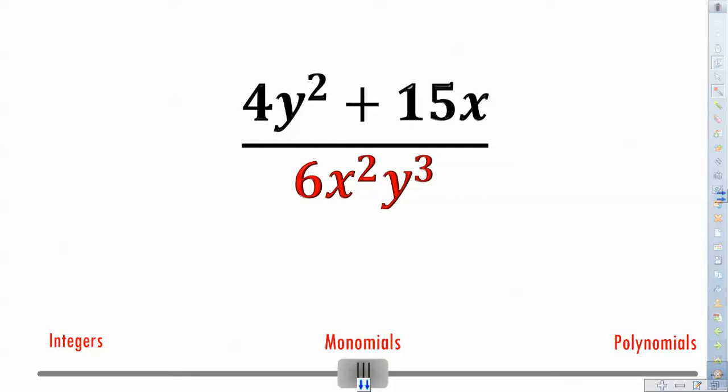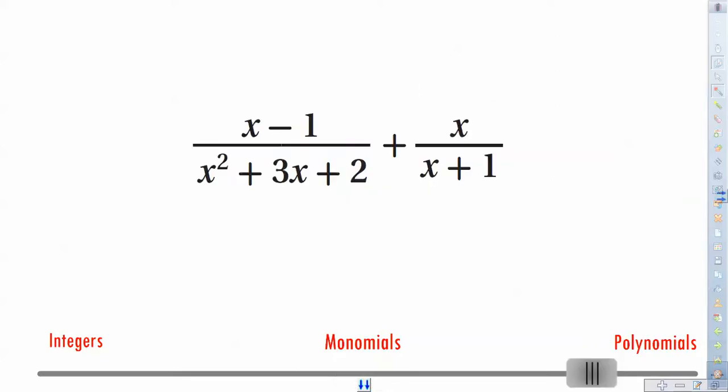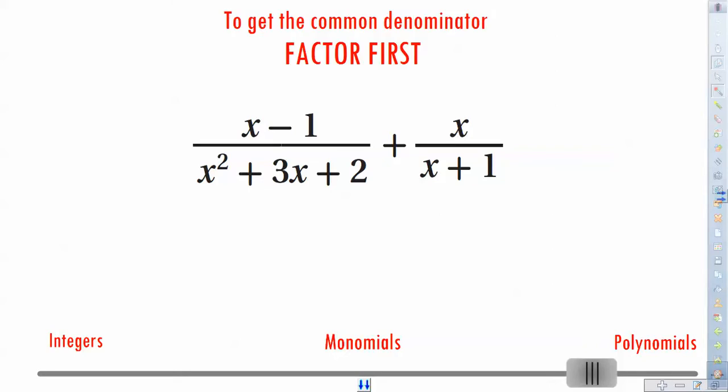Okay? Now let's take it up another notch, and let's look at adding polynomials. So when it comes to adding these polynomials here, the first thing that we have to do, once again, don't cancel. What we have to do here is factor first. If we can factor both denominators, it'll be very easy for us to spot the common denominator. So which one of these two denominators can be factored?